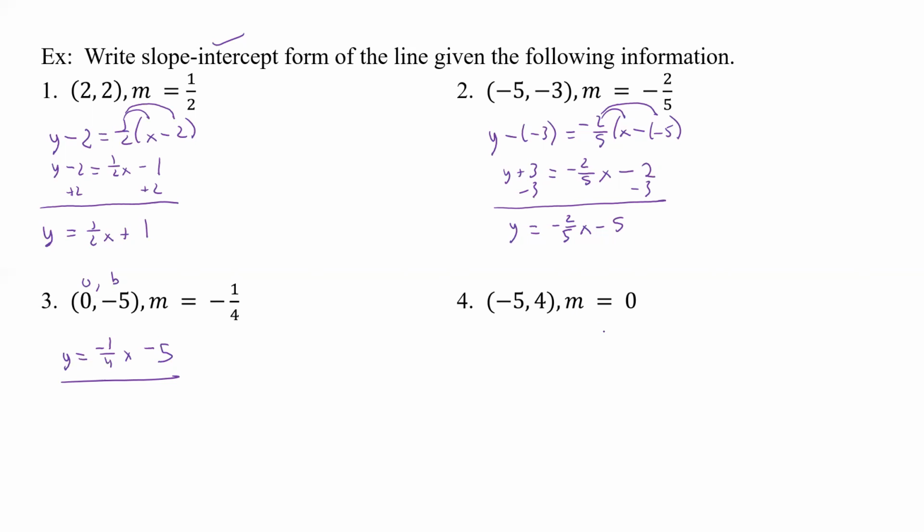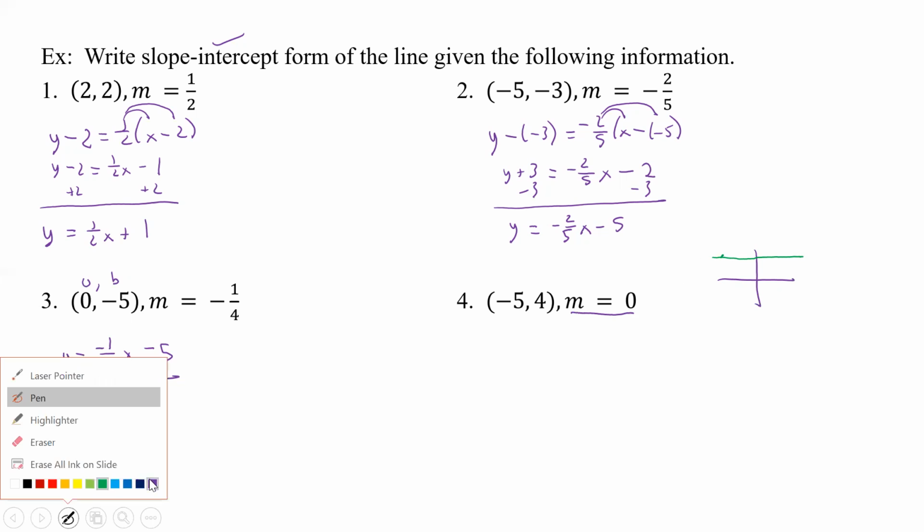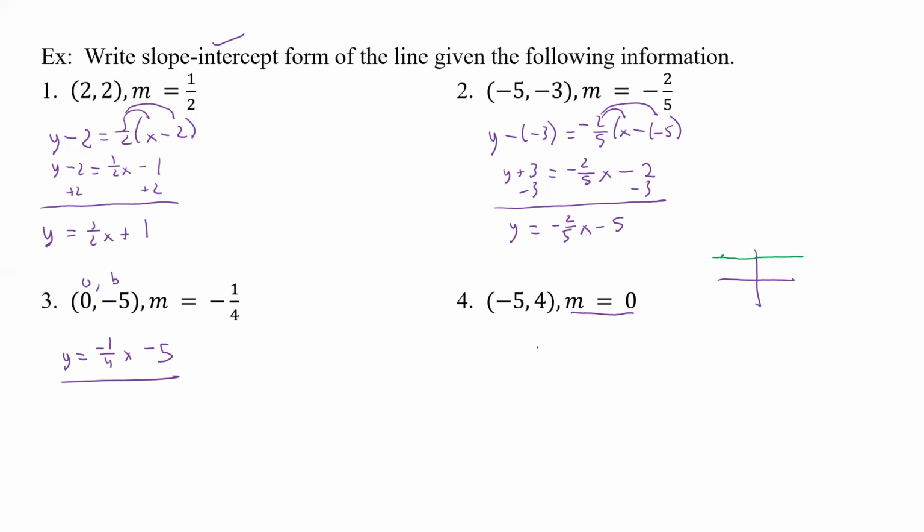Okay. What about the next one? Well, with slope equal to 0, we know it's going to be some kind of a line, and let's use green. It's going to be through this point here, the 4. And so it's going to actually be like that. So it's going to be (-5, 4). That's going to be the point, and the slope being 0, that means it's that horizontal line there. So we can directly write this and say, okay, well, that's just y equals 4.